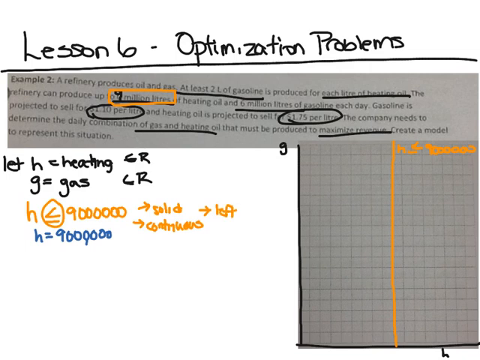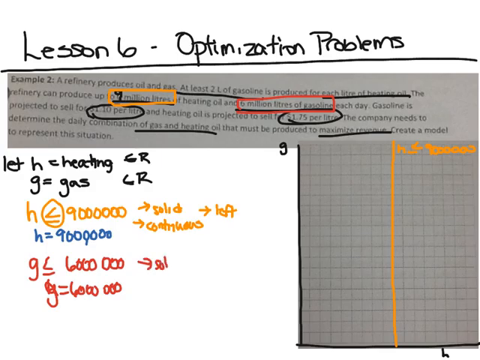Okay, now we know that they have up to 6 million of gas. So gas is less than or equal to 6 million. So we want to graph G equals 6 million. We know it's a solid line. We know it's continuous. And because it's less than, we want to shade below. So there is our next line. G is less than or equal to 6 million.